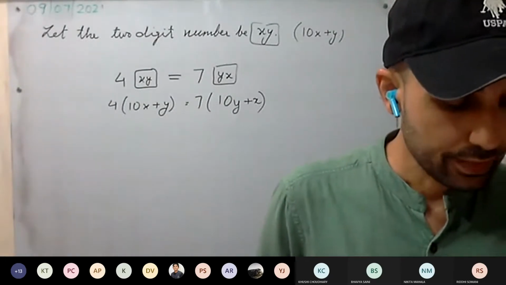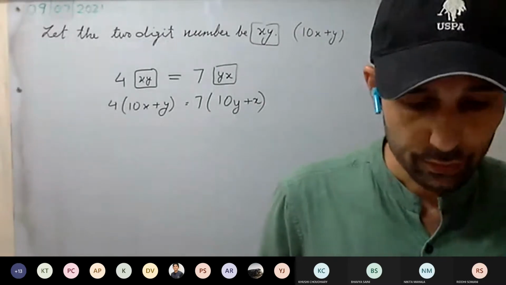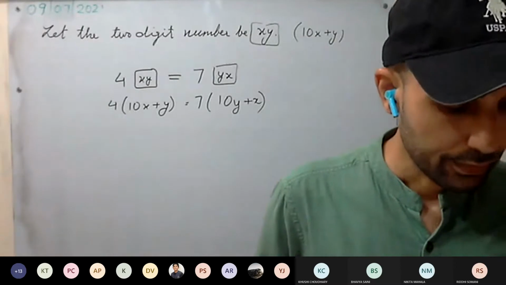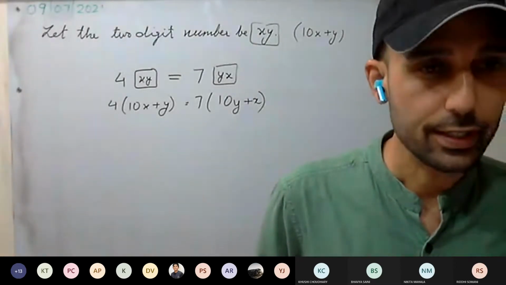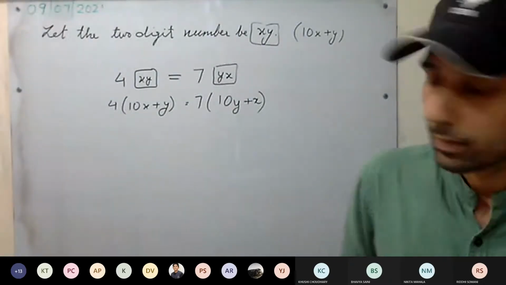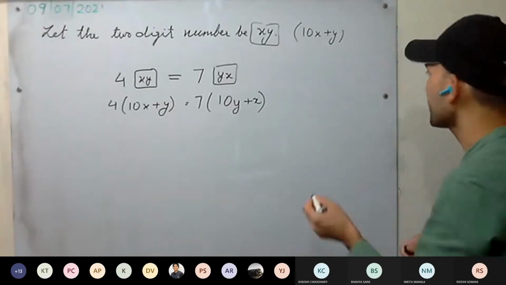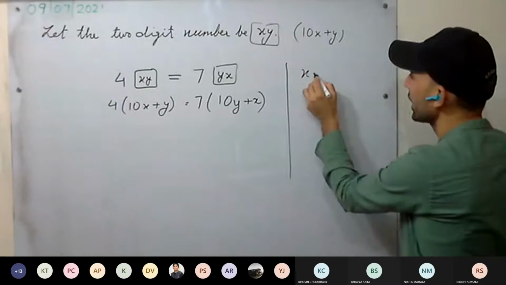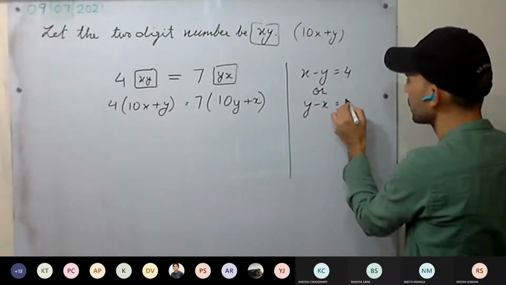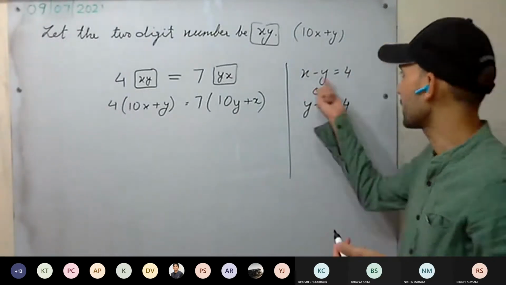If the difference between the digits is 4, find the number. Difference between the digits. Sir, y minus x is equal to 4? See here: x minus y equal to 4 or y minus x equal to 4. The difference between the digits, it is not told which digit is greater.